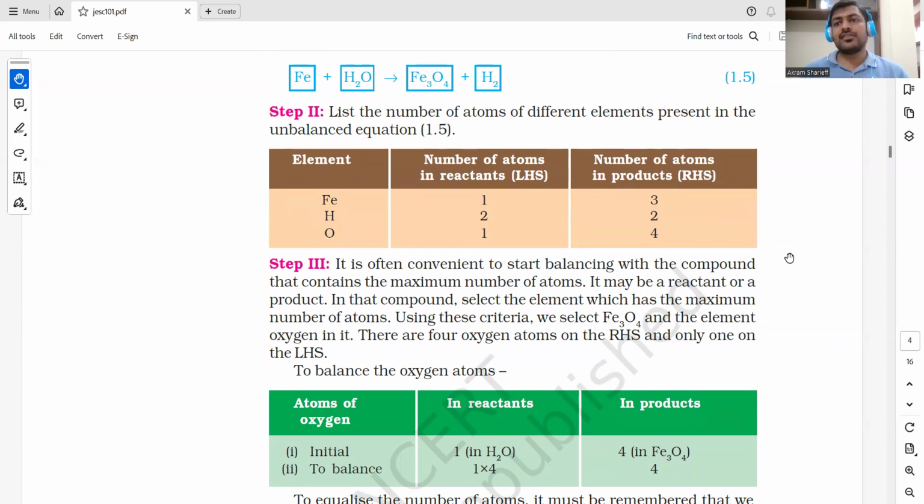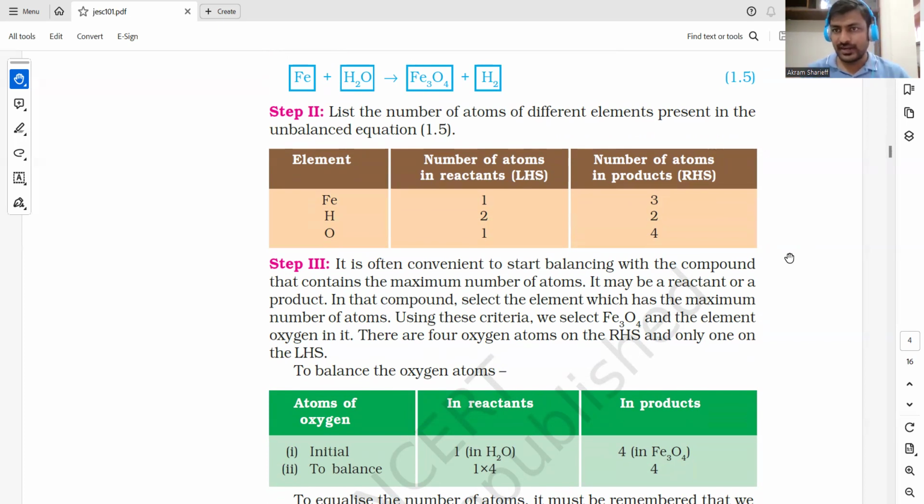Using this criteria. What is our criteria? First, select a compound which has the maximum number of atoms. Iron, how many compounds in the LHS? 1. Water, H2O, 3. Fe3O4, how many atoms? 7. Hydrogen, 2. What are we going to select? Fe3O4. Now, in that Fe3O4, what should I select? He is telling that in Fe3O4, you select an element which has the maximum number. What is the maximum number here? Oxygen. So, first we will try to balance the oxygen.